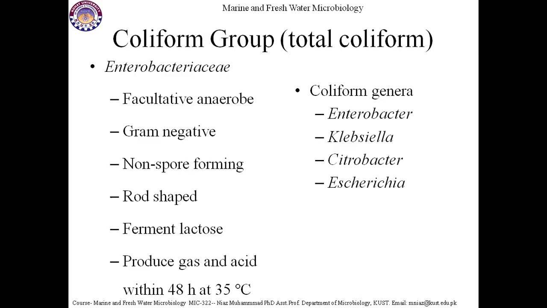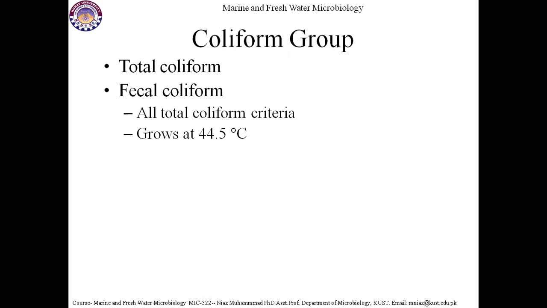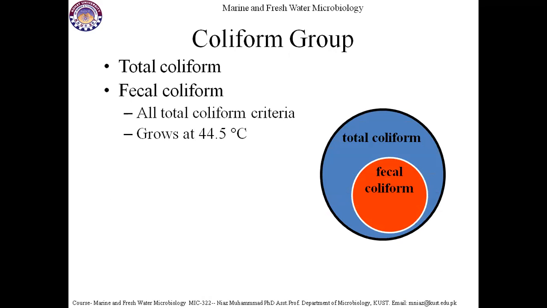And one thing more I have to add over here, coliforms survive for a longer time than other microorganisms in a water sample. Coliform group: this is total coliform, fecal coliform, and all total coliform criteria that grow at 44.5 degrees C. First we are checking total coliform, and fecal coliform can grow at 44.5 degrees C, and other coliforms can grow at 37 degrees.